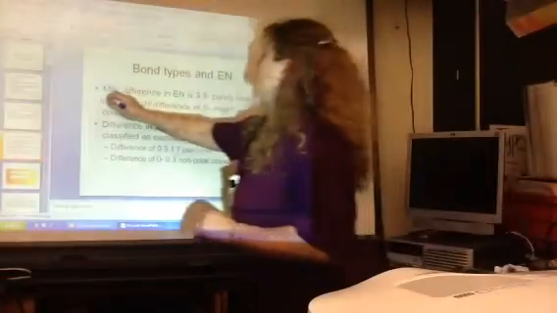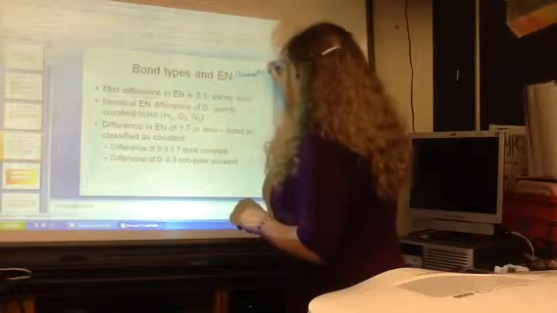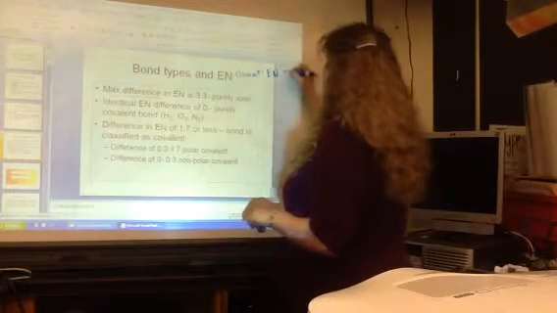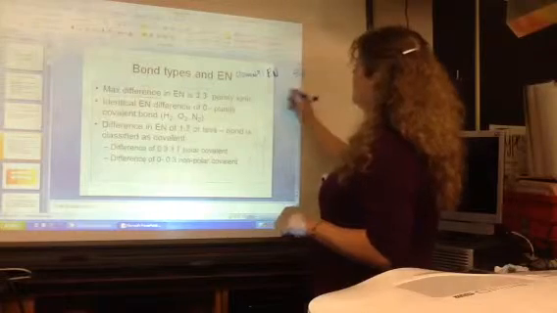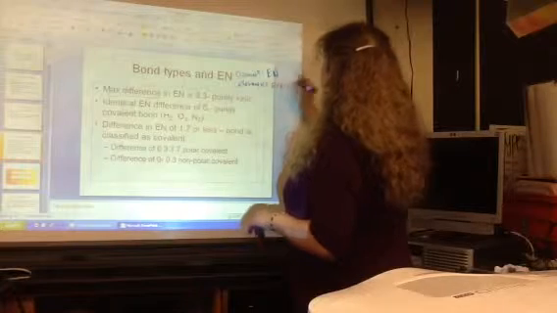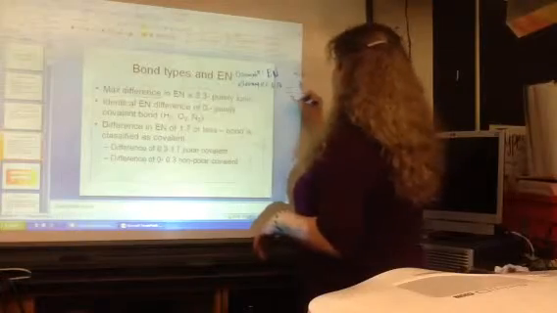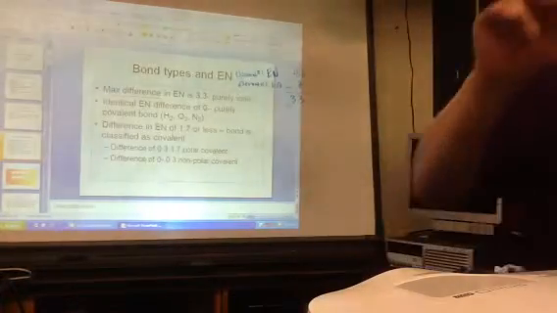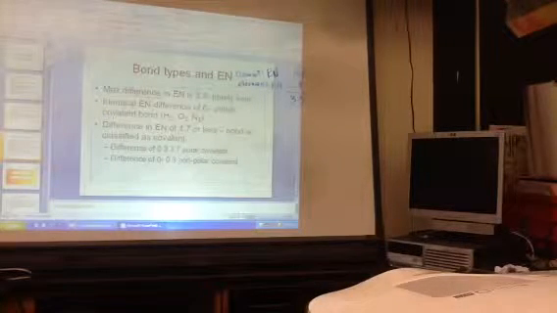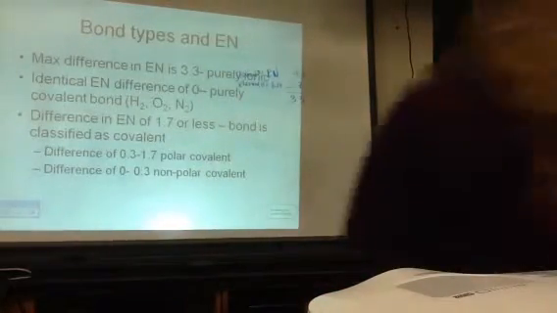So when we say the difference in electronegativity, we look at element number 1's EN. So we could say 4.0 if we're dealing with fluorine. And element number 2's EN, let's say it was 0.7. The difference there in those electronegativities is 3.3. So that's what we're looking at when we talk about electronegativity difference, is literally subtracting the two electronegativity values that we've got.